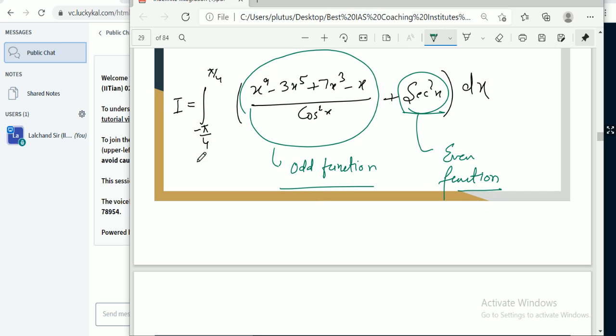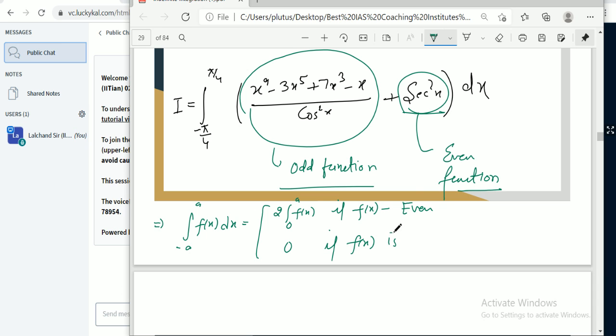Because of the minus a to plus a property. If we apply that property, that is, the integral from minus a to a of f(x) dx is twice the integral from 0 to a of f(x) dx if f(x) is even, and that is 0 if f(x) is an odd function. Okay, these two properties. So finally the first part is 0.